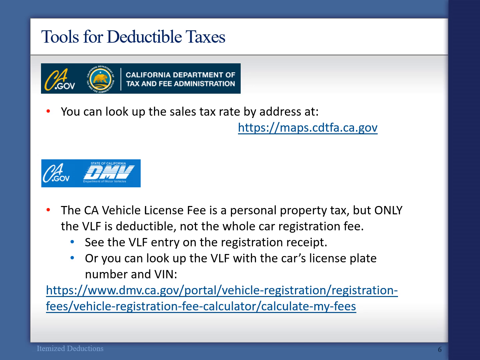Your local sales tax rate can be found at the California Department of Tax and Fee Administration website. When using the California DMV VLF calculator, the license plate number and VIN can be found on the car registration. So if the taxpayer has the car, they can run out and get their registration. You should bookmark these tools on the tax prep computer.